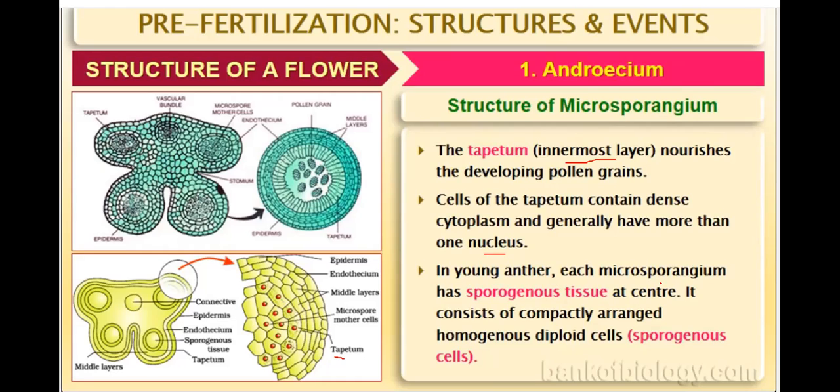In a young anther, each microsporangium has sporogenous tissue, inner to the tapetum layer. It consists of compactly arranged homogeneous diploid cells. Homogeneous means similar origin. All cells are diploid, and they are called sporogenous cells.